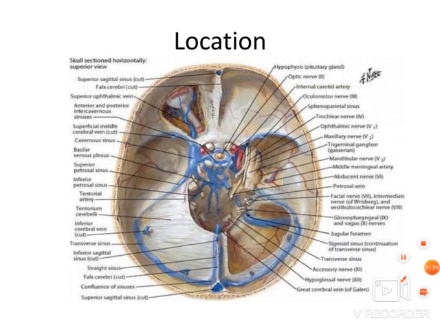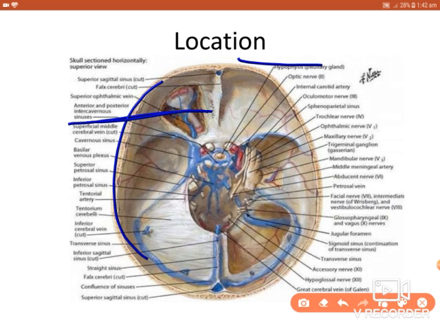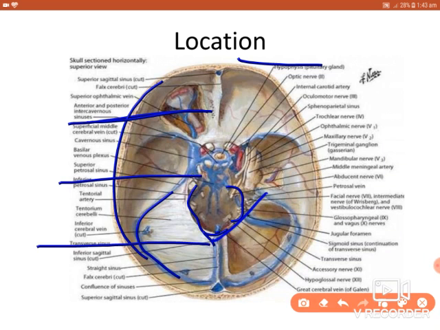Coming to the location of the cerebellum, here this is the cranial cavity. This is the anterior cranial fossa, the middle cranial fossa, and this is the posterior cranial fossa. Here this is the foramen magnum. This is the dural fold, called the tentorium cerebelli.